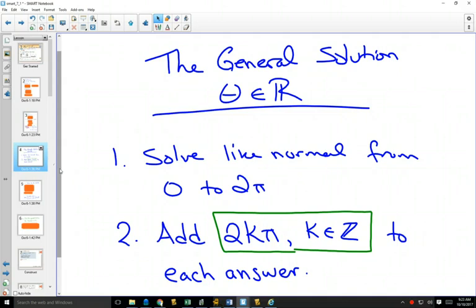How do you find all the answers from 0 to 2 pi? Just like we did in the 4 warm-up questions this morning. And then, once you've got those answers from 0 to 2 pi, you just have to add 2k pi, where k is an integer, to each of your answers, and that will write every single coterminal angle with them.